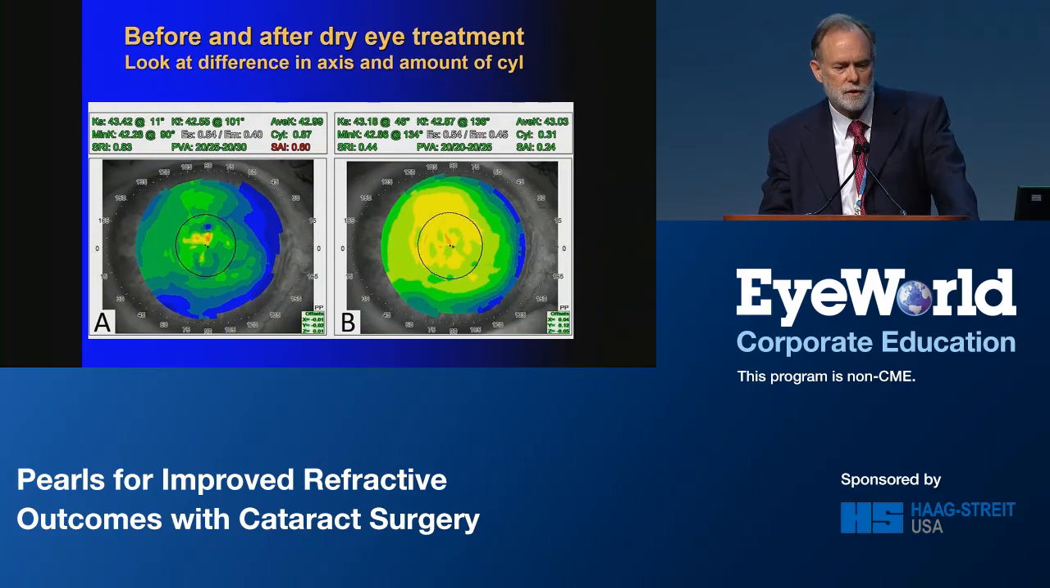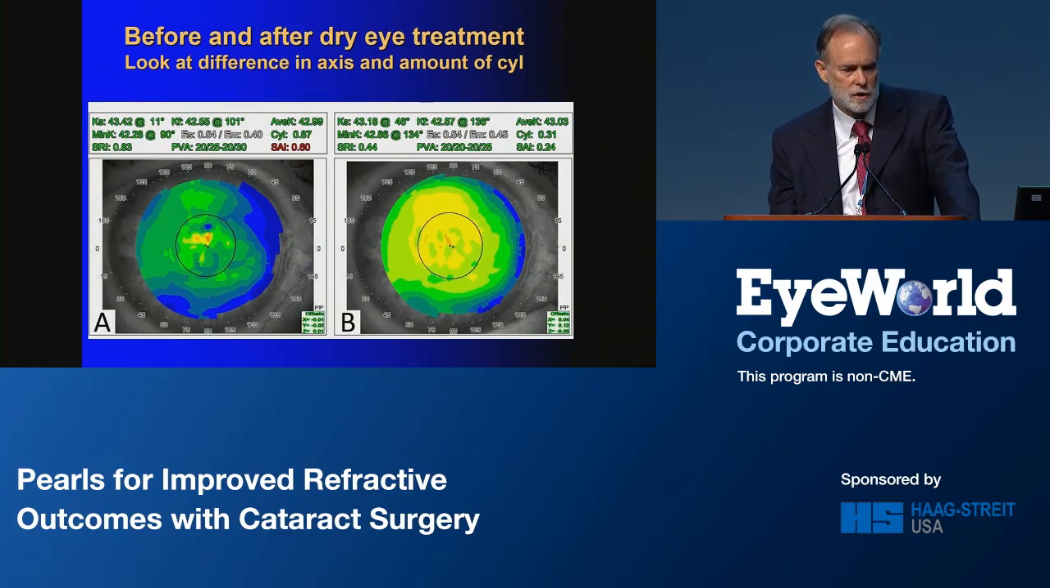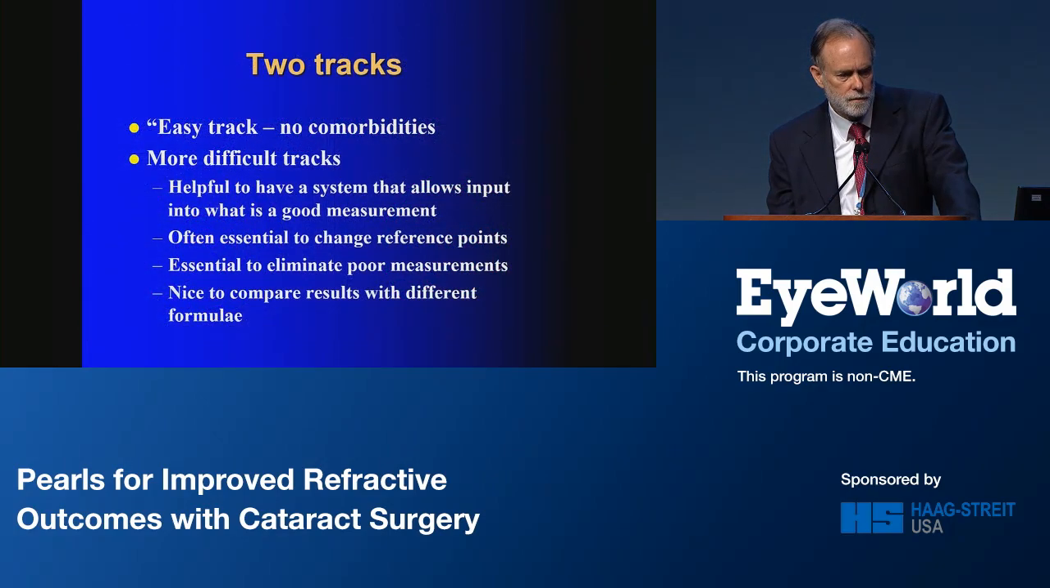So we treated this patient for a month with dry eye treatments, and the picture on the right is how it looked after treating their dry eyes, and you can see that the amount of cylinder decreased substantially, as did the axis, so it would change the way that we would plan the surgery if we're trying to come out with a refraction of plano after surgery. So we have to get the ocular surface in good condition before we do any other testing.